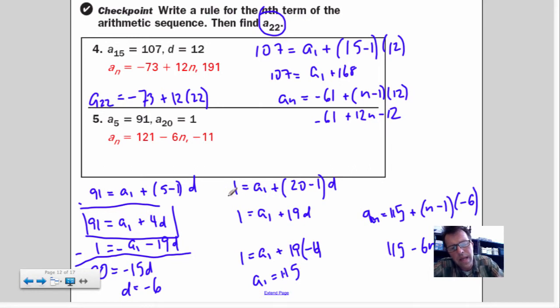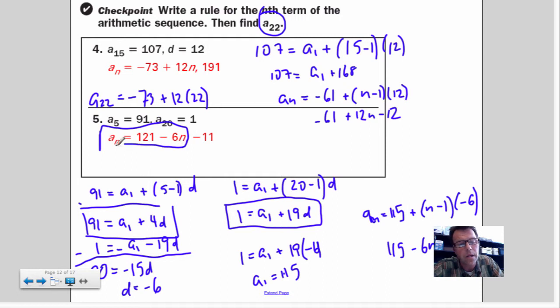And it's always going to be this case, that I will eliminate the a sub 1 by subtracting one equation from the other. I did get n to be -6, and then I figure out the first term by plugging into either of the original equations, and then I clean it all up and present my rule, and there she is. And then they also wanted to know what the 22nd term is, which I don't think I did. Oh no. But you'd plug 22 in for n and calculate.